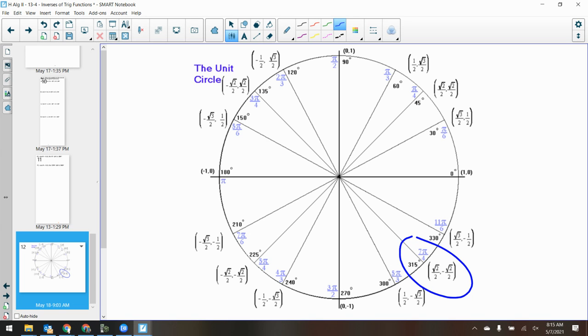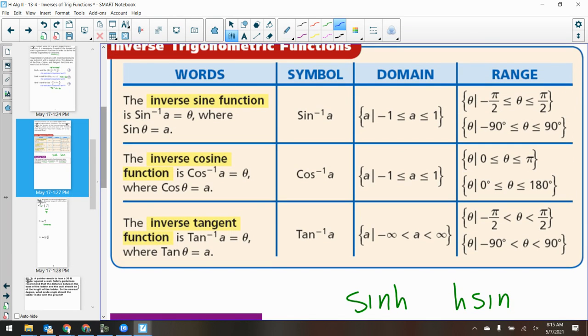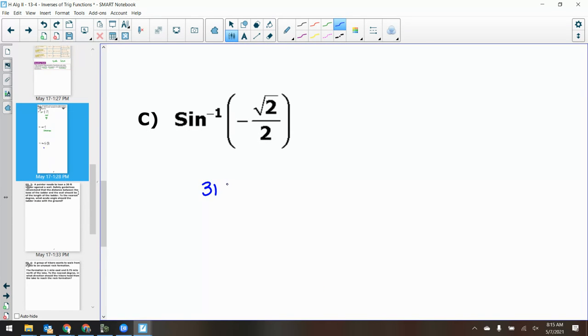Is 315 a valid answer? You may be saying, yeah, it's in the 4th quadrant. That's where I restricted my domain. Well, what is the restriction on the domain? It's negative 90 to positive 90. So what do I have to change it into? Instead of 315, I have to call it negative 45 degrees. That's the coterminal angle that fits within my domain. Yes, I get it. 315 still is in the 4th quadrant, but that's not within my restriction. So I can't use 315. I've got to change it into a coterminal angle that fits within negative 90 to positive 90.